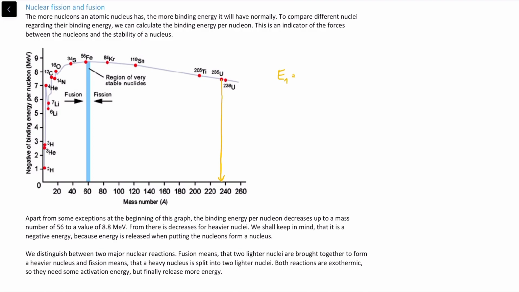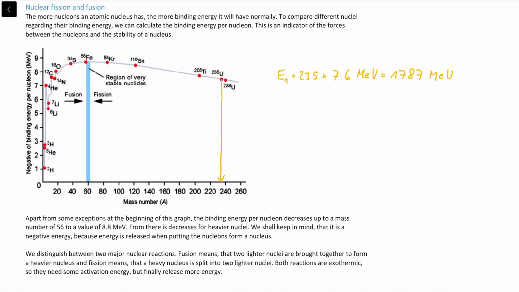This is the energy that is already in the nucleus, and so this is 235 nucleons times 7.6 mega electron volt per nucleon, and this is 1786 mega electron volts. So with this energy we can separate all nucleons, and then we don't have this nucleus anymore.